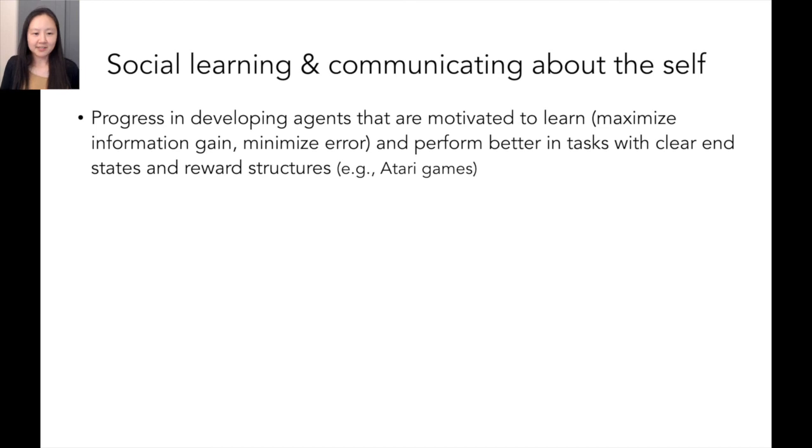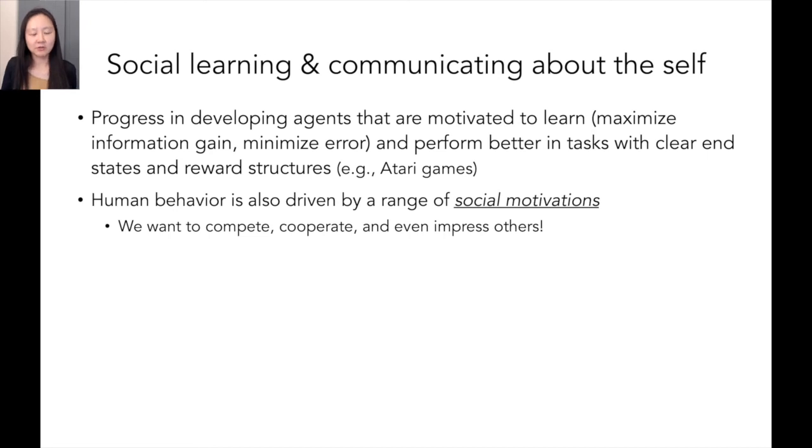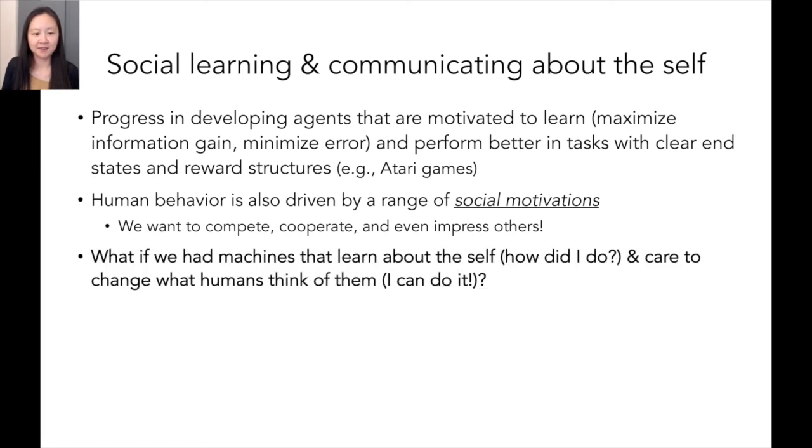There's been a lot of progress in developing agents that are motivated to learn, that is, maximize information gain or minimize error. And many AI algorithms can perform better than humans in tasks with clear end states and reward structures. However, human behavior is also driven by a range of social motivations like competing or cooperating and even impressing other people. And so what if we had machines that can learn about the self, like how did I do, or care to change what other people think of them by showing, hey, I can do it?